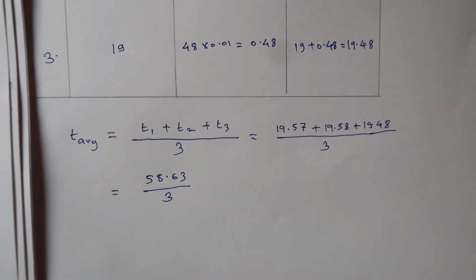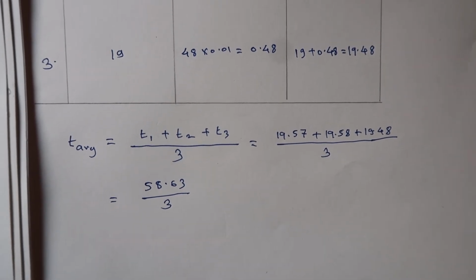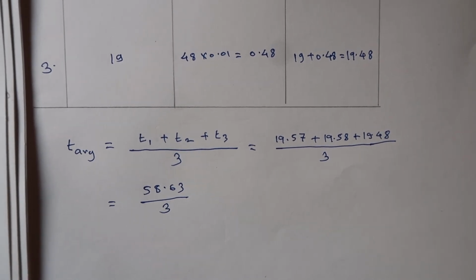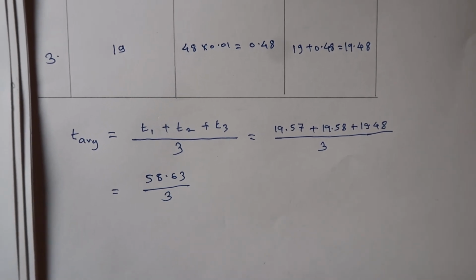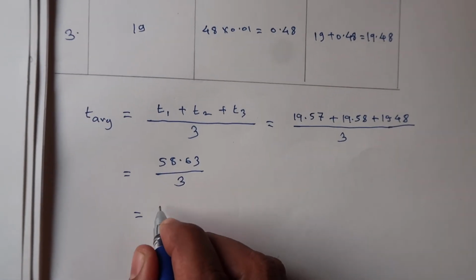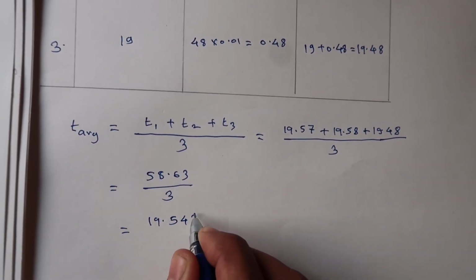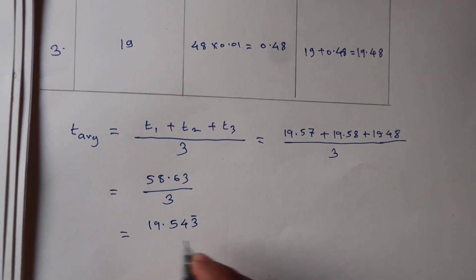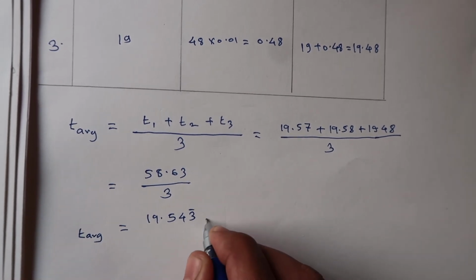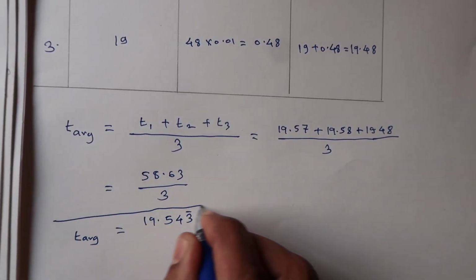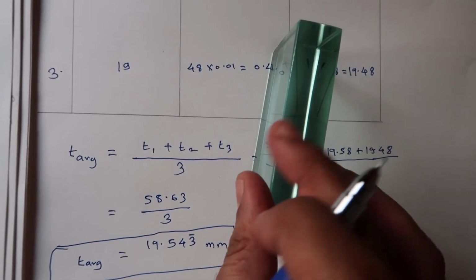It's now divided by 3. So I am doing that, 58.63 divided by 3. So it will give you 19.543, where 3 is recurring. Alright, so 19.543. Of course the unit is millimeter. So this is the average thickness of this slab.